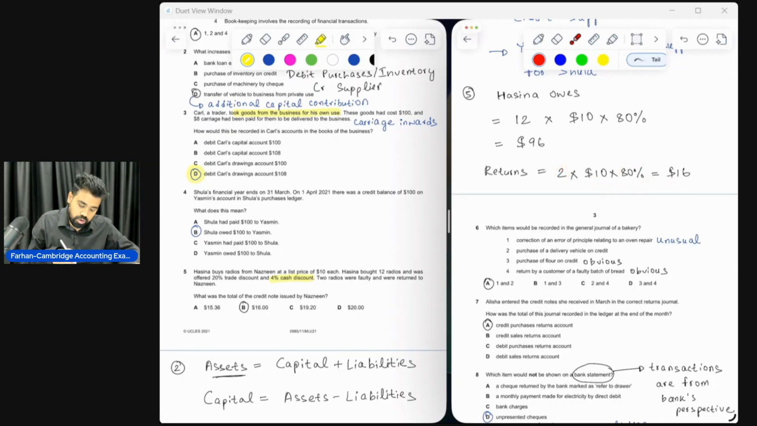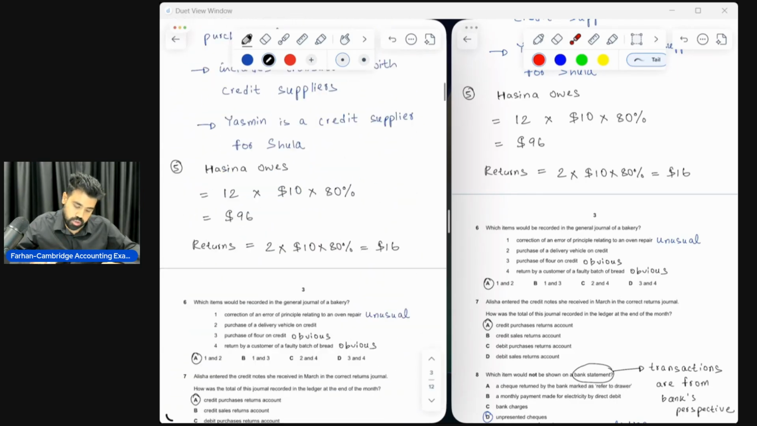So what was the total of the credit note issued by Nazneen? The credit note issued by Nazneen refers to the fact that after Hasina has sent those 2 radios out, Hasina initiated the return process, right? So Nazneen received those items and said, okay, now we got to return them. And Nazneen therefore writes a credit note, issued by Nazneen to Hasina, to confirm that these returns have actually been processed. So the total of the credit note issued by Nazneen for returns made by Hasina is $16. All right. Now let's move to number 6.